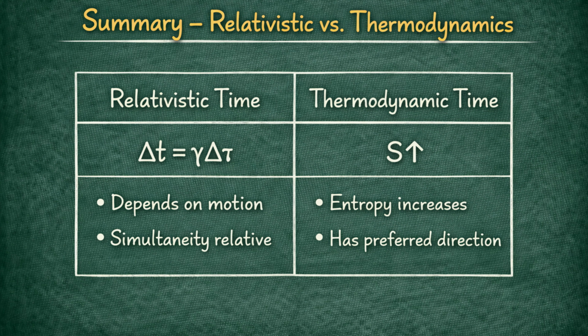In summary, two main frameworks describe time in physics. Relativity shows time is malleable. Moving clocks slow down. Delta t equals gamma delta tau, and simultaneity is frame-dependent. Thermodynamics adds a direction. Entropy must increase, delta S greater than 0, giving time an arrow. Both are crucial. No clock ticks the same in every frame, and no macroscopic process spontaneously reverses. Physics combines these to explain how time really works.